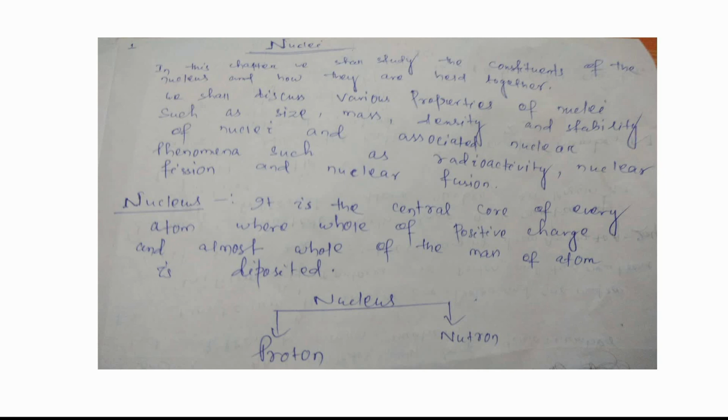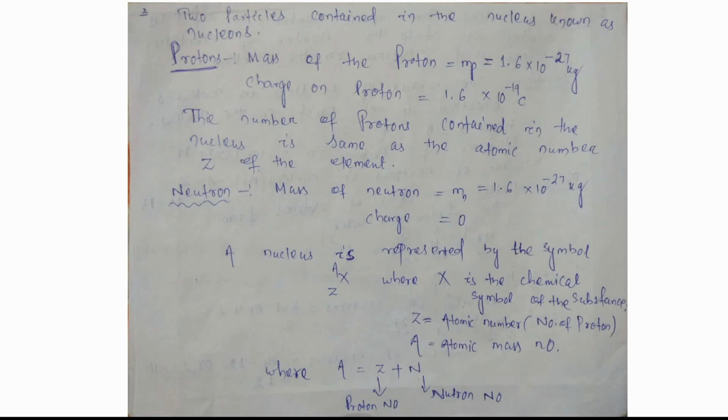So the nucleus is very small as compared to the size of the atom, and the nucleus consists of two parts, protons and neutrons, and these protons and neutrons are combinedly known as nucleons. We can call them nucleons. So the two particles contained in the nucleus are known as nucleons, and we have to know more about the proton as well as the neutron. First we have to know about the proton.